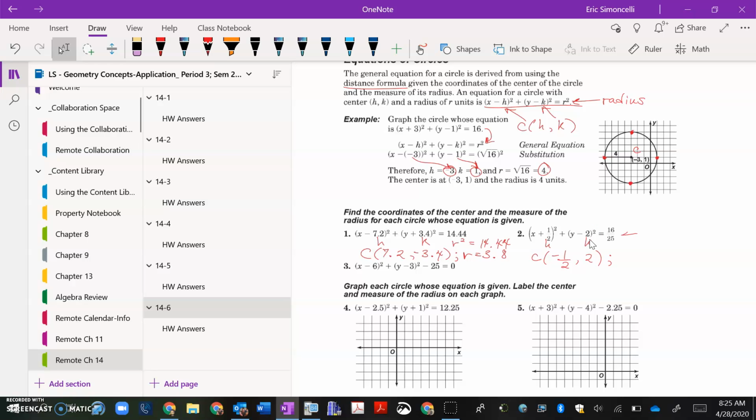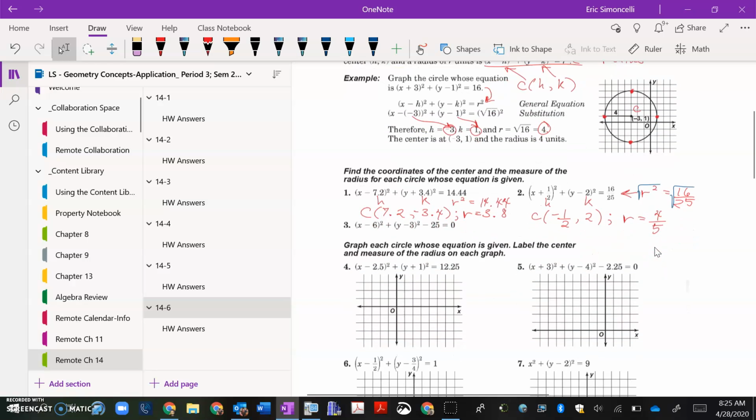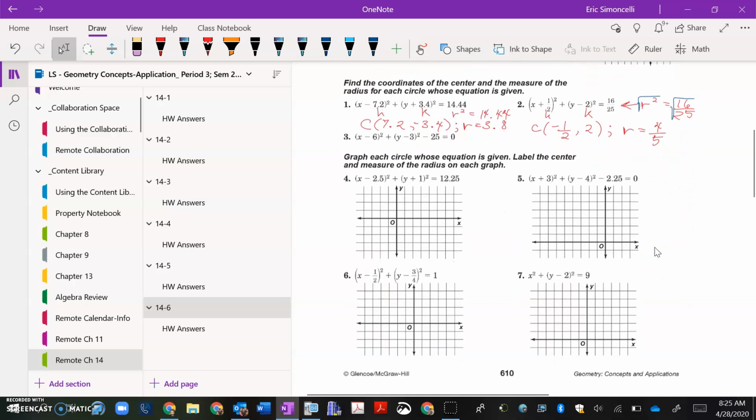R squared is 16/25. I don't particularly need a calculator to figure this out, because if we were to take the square root of both sides of the equation as you see it, r would simply be what? Square root of 16 is 4, square root of 25 is 5. Easy enough. Radius 4/5. Moving on, let's do some graphs.